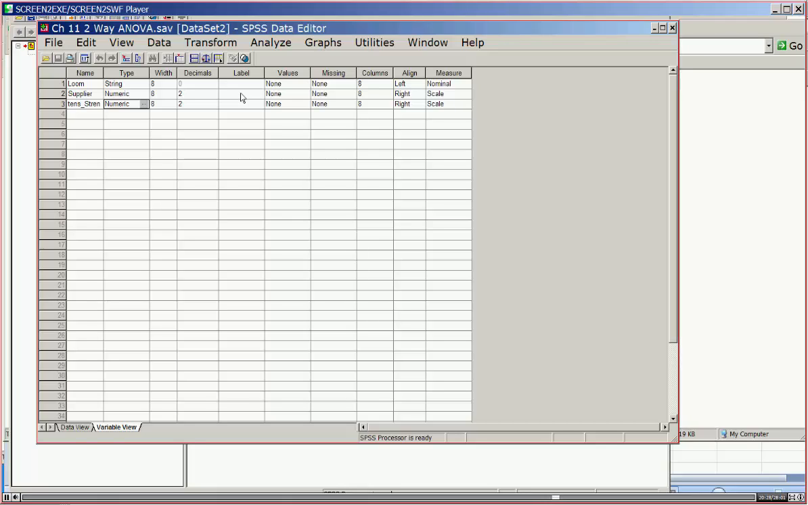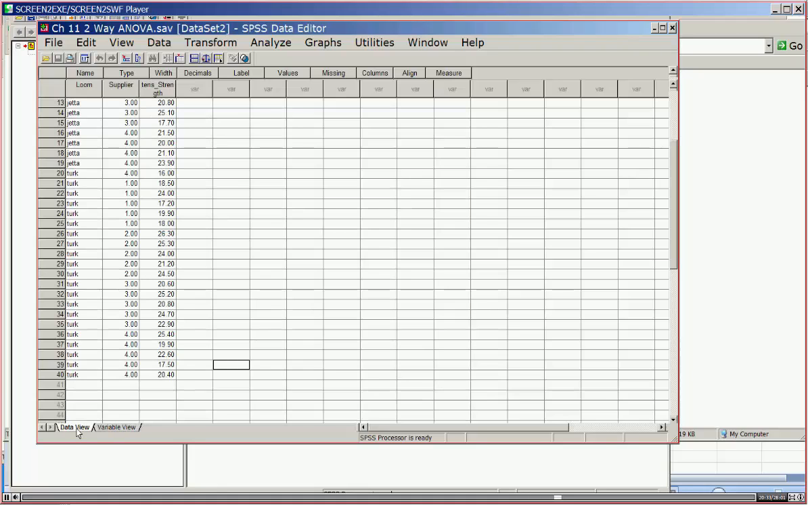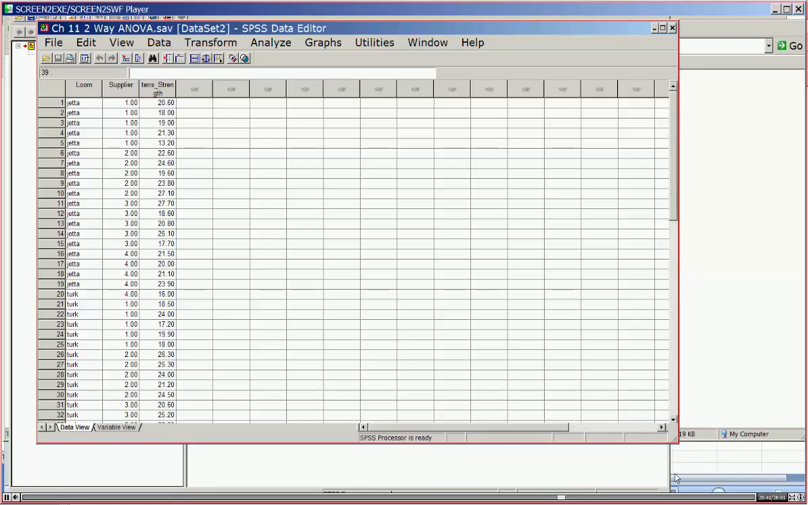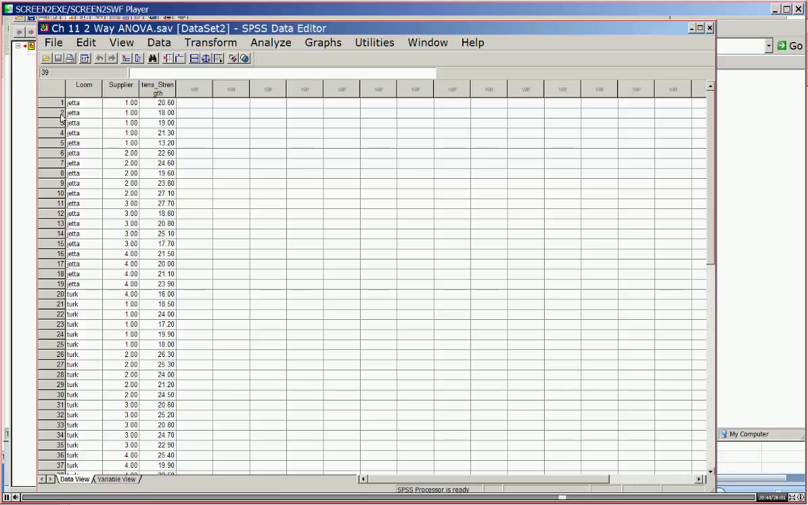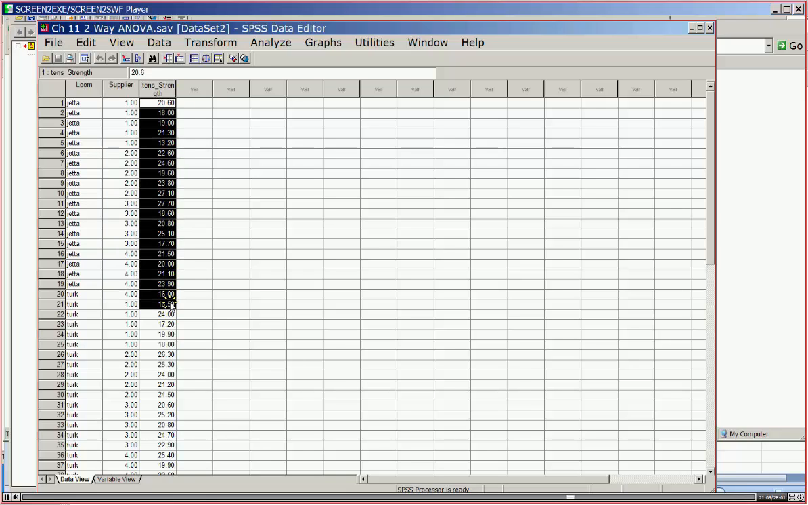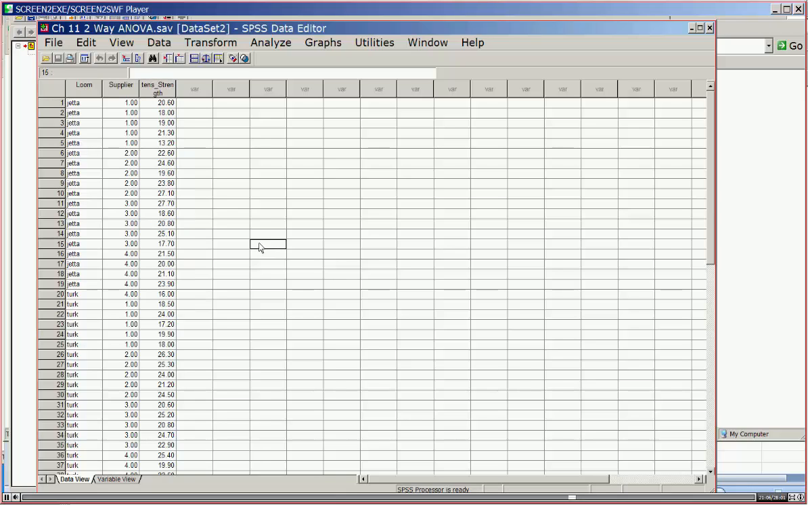Suppliers do need to be labeled, but we can try to get by without them. Let's see if it works first time. So we have two levels of factor A, Jetta and Turk. We have four levels of factor B. And we have the dependent variable, which is tensile strength.